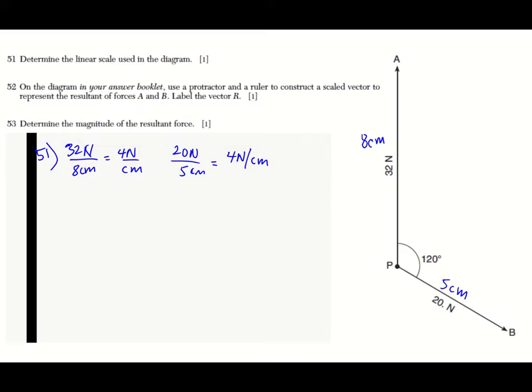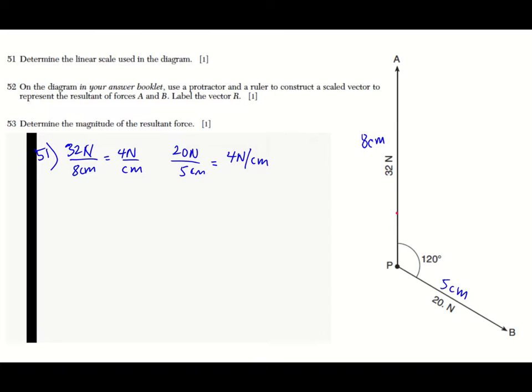Now, we have to draw it as close to what it should be as possible. So we need exactly the correct length, though we're allowed a little bit of an acceptable range. But here's one way you could do it to draw this parallelogram. Or some of you might have learned it as the tip to tail method. These vectors always have to be added up by drawing from tail to tip.